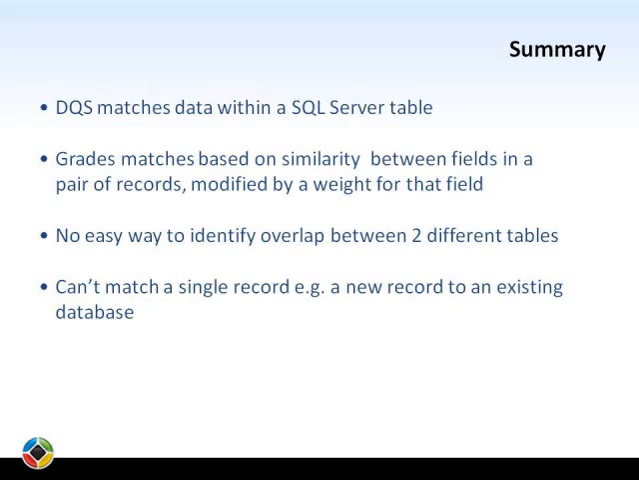So in summary, DQS provides useful matching functionality, but it will miss some genuine matches that more sophisticated matching engines could pick up. There's no obvious out-of-the-box way to identify duplicates between 2 different sets of data, but you might be able to work around this by loading both sets into a master table and then using some kind of source ID field. You can't use DQS to identify if a single record exists within your database.